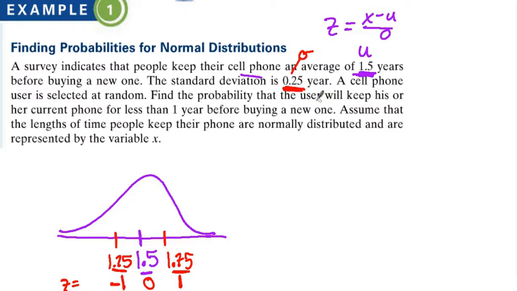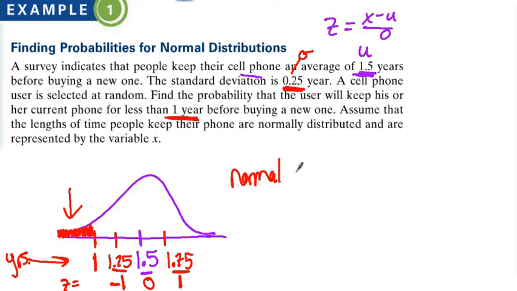The question is, find the probability the user will keep his or her current phone for less than 1 year. Remember, these numbers are years. We want to know less than 1 year, so 1 is approximately right there. We want to know less than, which means I'm going to shade in the less than zone. So they're asking us, what is that area right there? What is that probability? So here's how we can do this.